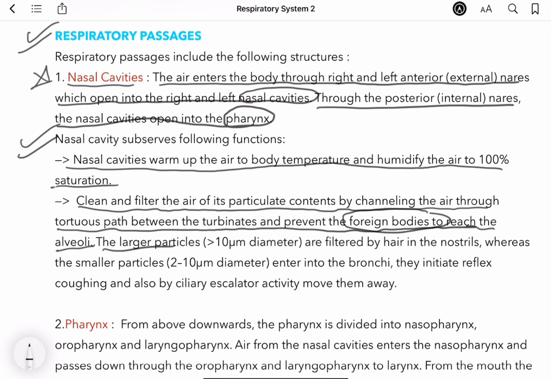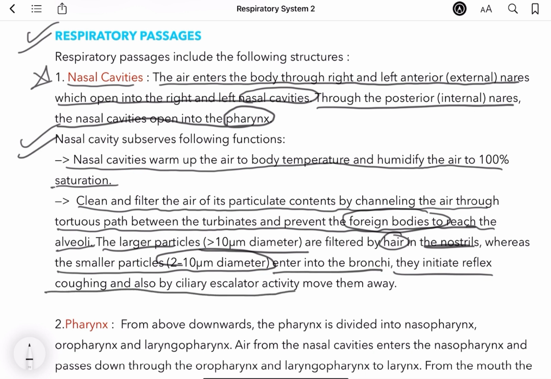Now the larger particles, greater than 10 micrometer diameter, are filtered by the hair in the nostrils, whereas the smaller particles, 2 to 10 micrometer diameter, enter the bronchi. They initiate reflex coughing and are also moved away by ciliary escalator activity. Now smaller particles enter into the bronchi.